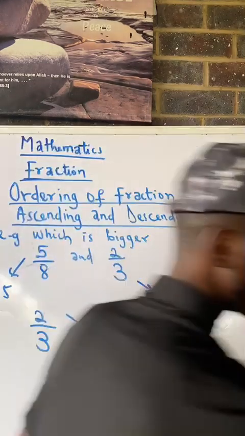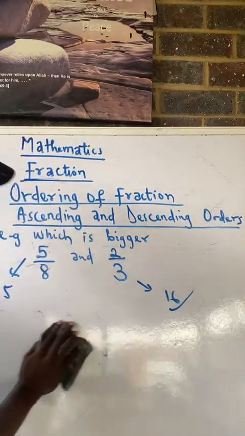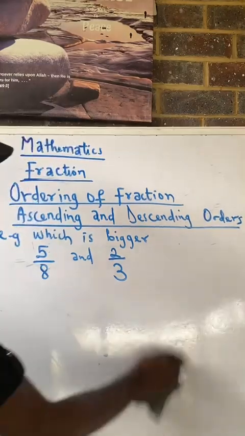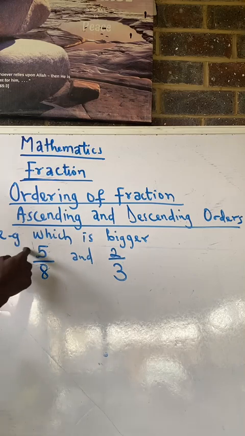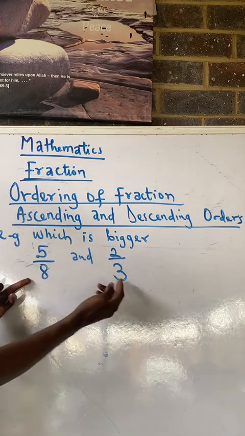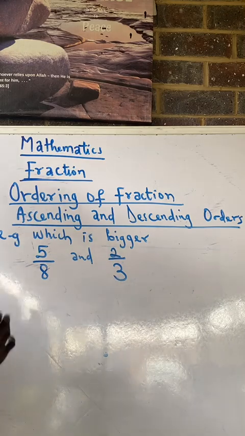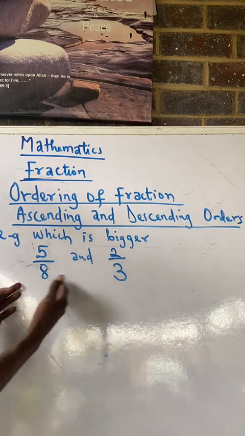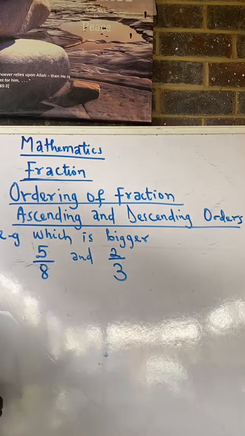Or you use the concept of equivalent fraction to do that. How do we do this? It is by converting this and this. So look at the denominators 8 and 3. What's the LCM of 8 and 3? Since both of them are co-prime, nothing can divide 8 and 3. Multiply together. 8 times 3 will give me 24.